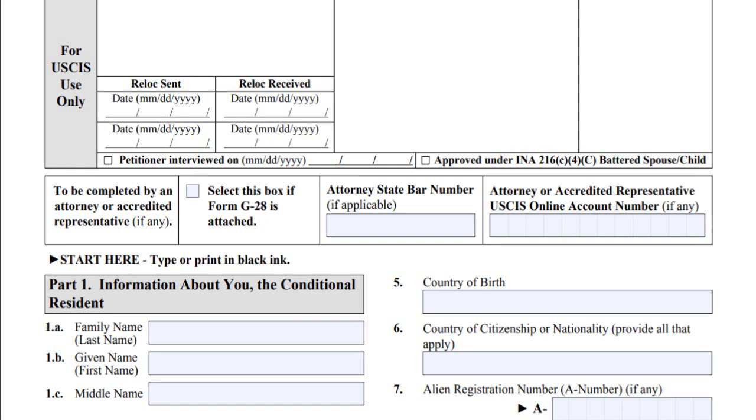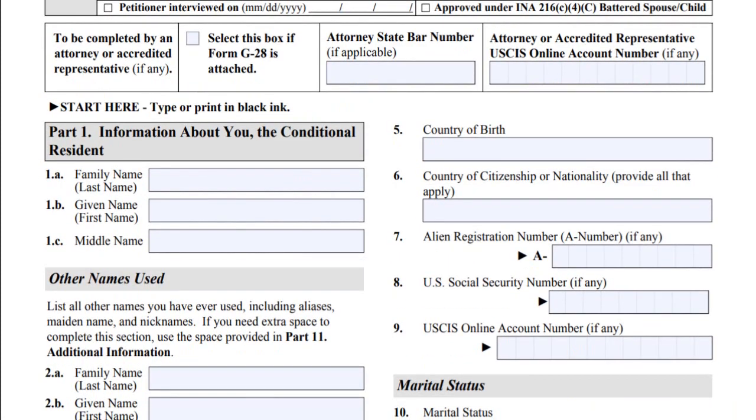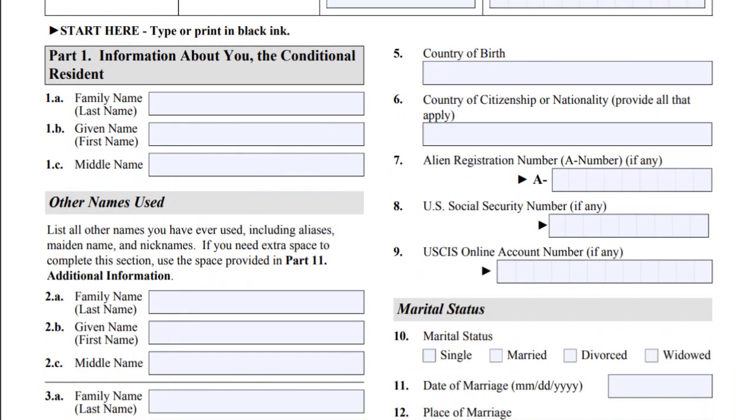If you have dependent children who did not acquire conditional residence status on the same day as you or within 90 days thereafter, or if the conditional resident parent is deceased, then those dependent children must each file Form I-751 separately to have the conditions on their status removed.